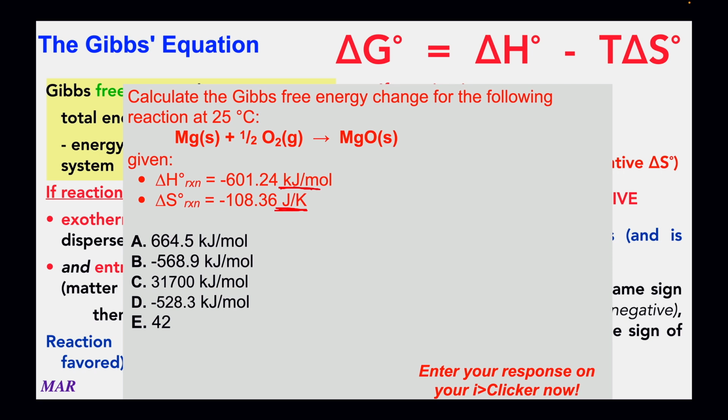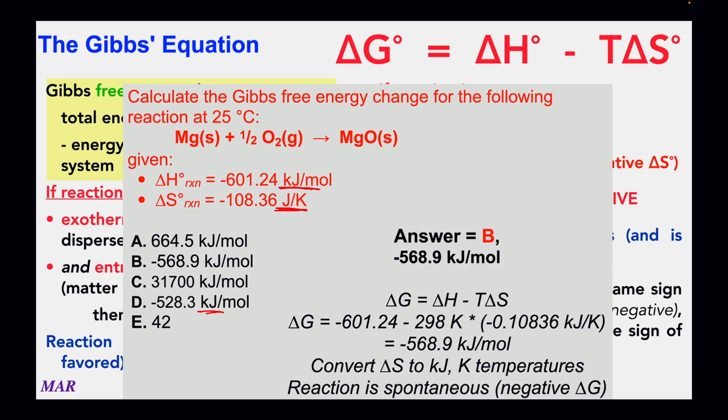Now, because all of our answers are basically kilojoules per mole, let's turn the delta S into kilojoules. To do that, you divide by 1,000, which means you basically move the decimal over 3 places. So if you do the math, delta H minus T delta S, well, T is going to be the Kelvin temperature, 298. We'll multiply it by minus 0.10836, turned into kilojoules. If you do all of that, you get answer B, minus 568.9 kilojoules per mole.